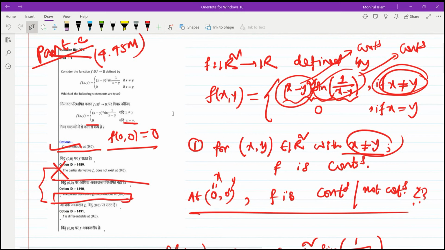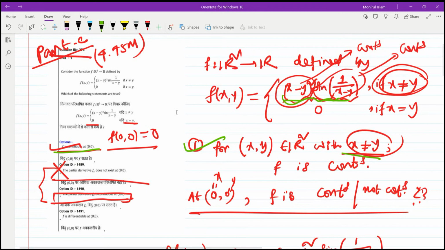See, this function is given: f from R² to R, with f(x,y) equal to (x minus y) squared times sine of 1 by (x minus y) if x not equal to y, and 0 if x equals y. You have to check its continuity. For x not equal to y, this part is a polynomial, so continuous, and this part is a sine function, which is continuous. So their product is again continuous. So for x not equal to y, this function is continuous.